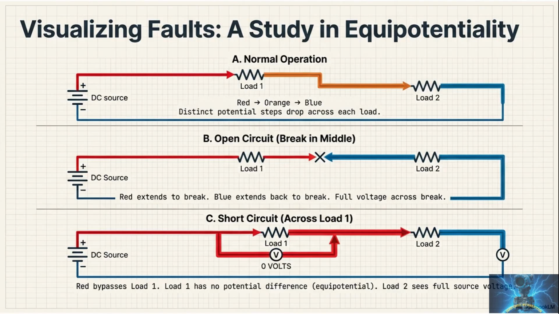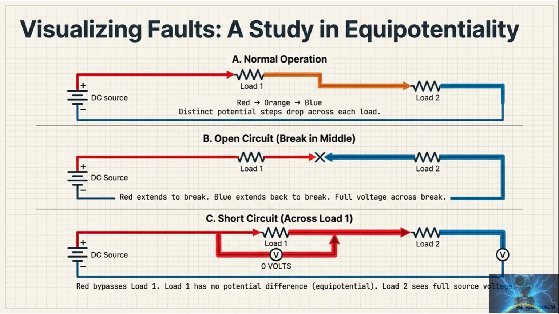This slide ties together the open and short concepts by showing how voltage maps across a circuit. In normal operation, you get distinct voltage steps across each load. With an open in the middle, voltage extends up to the break from one side and back to the break from the other side, and the full voltage is across the break. With a short across a load, that load has essentially 0 volts across it, and the remaining loads may see more of the source voltage than expected.